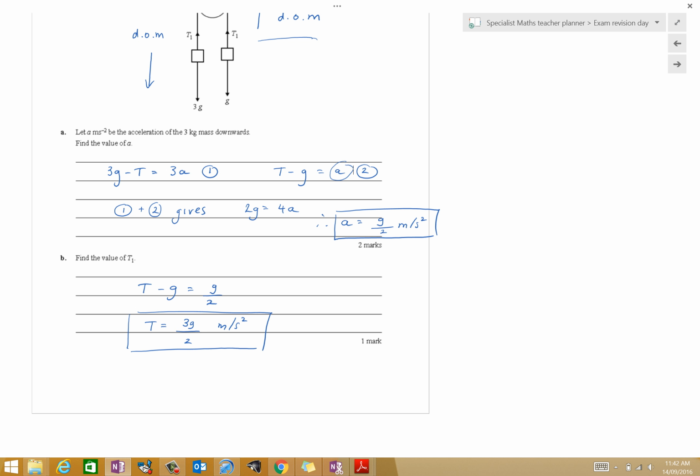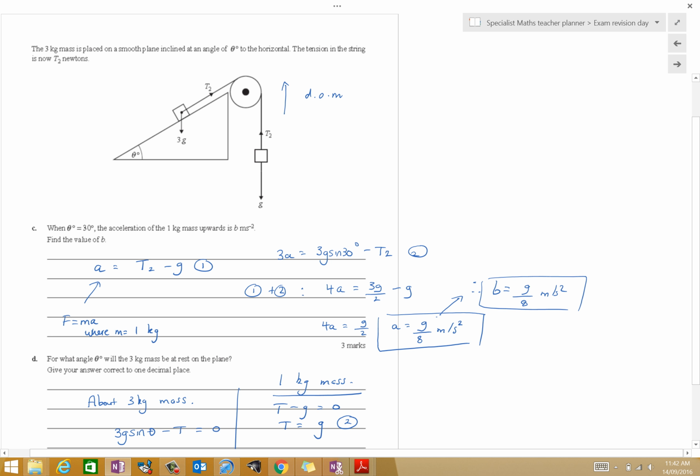Wait, is T1 in newtons or meters? Newtons. Yeah, okay, that's my bad. That would lose me the mark. So, there you go. I just dropped a mark. All right, the second one.